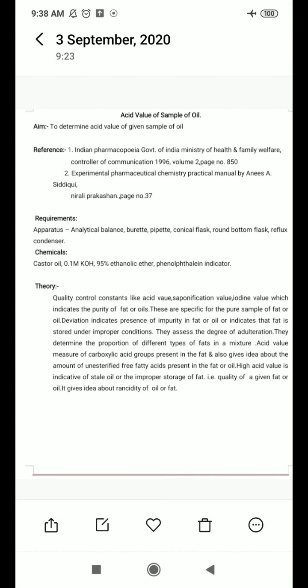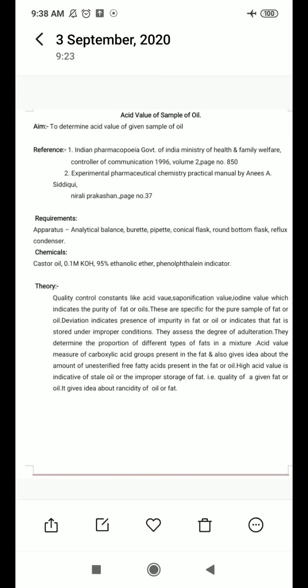High acid value is indicative of the state of oil, or the improper storage of fat. That is the quality of a given fat or oil. It gives an idea about the rancidity of the oil or fat. Means what is mentioned here? Here it is mentioned that in the structure of fatty acids, in the fatty acid there is a carboxylic acid.